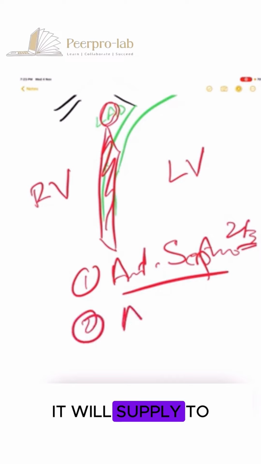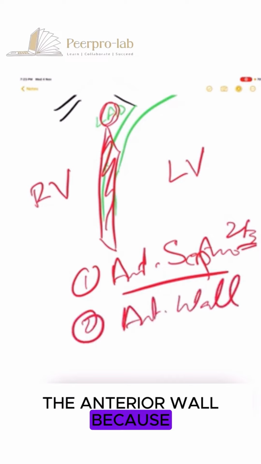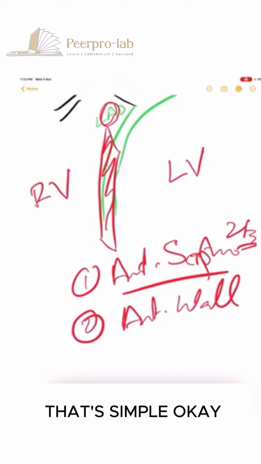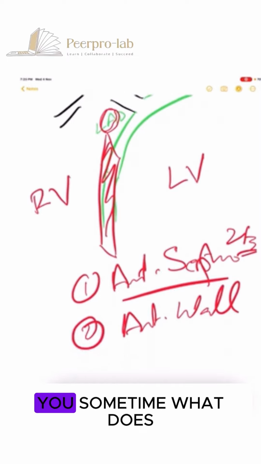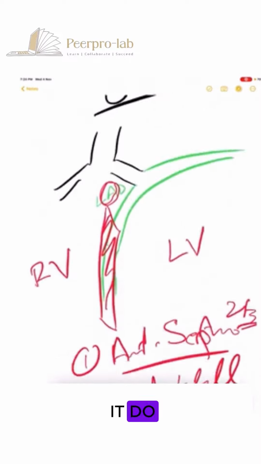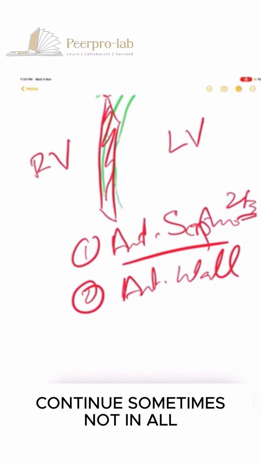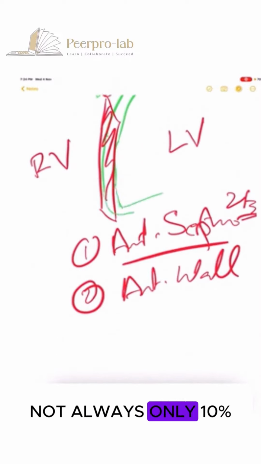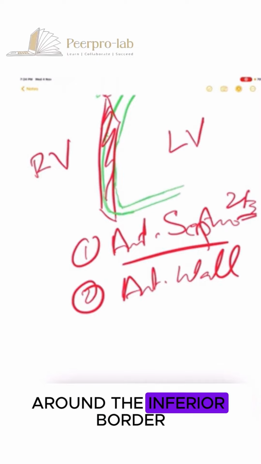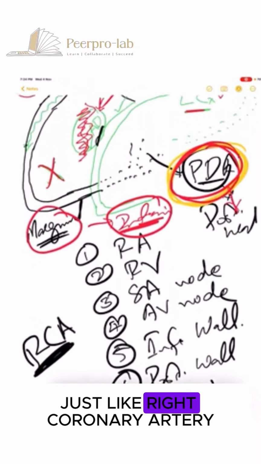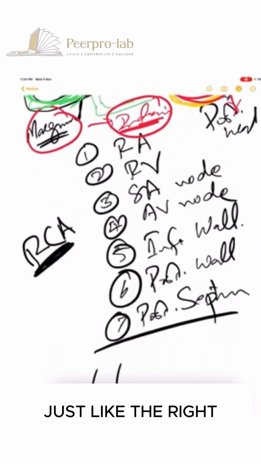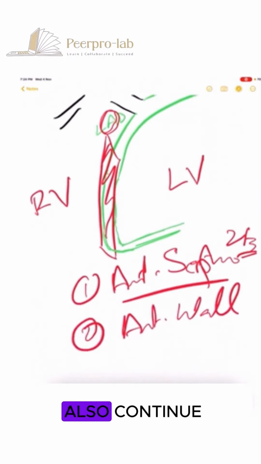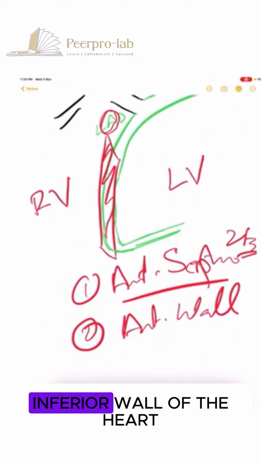Second, it will supply the anterior wall because it is lying anteriorly. That's simple. Okay. And as I told you, sometimes, not always, only in 10% of the cases, it will continue along the inferior border of the heart, just like the right coronary artery continues on the inferior border. Left anterior descending can also continue and wrap around the inferior border and supply the inferior wall of the heart.